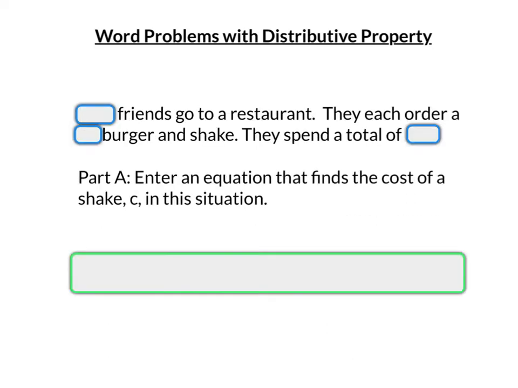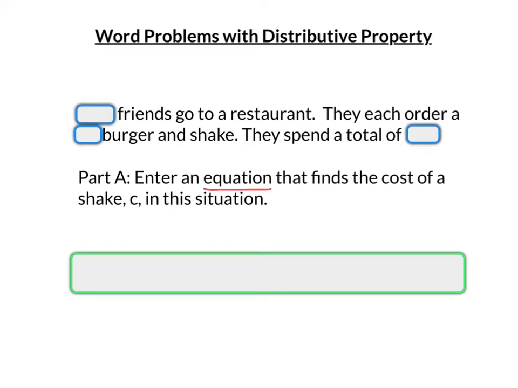So now let's take a look at a word problem. I've covered up the numbers so we can just read the problem and determine what they're asking for. Friends go to a restaurant. They each order a burger and shake. They spend a total of some money. Enter an equation that finds the cost of a shake in this situation. So we want to write an equation for this situation.